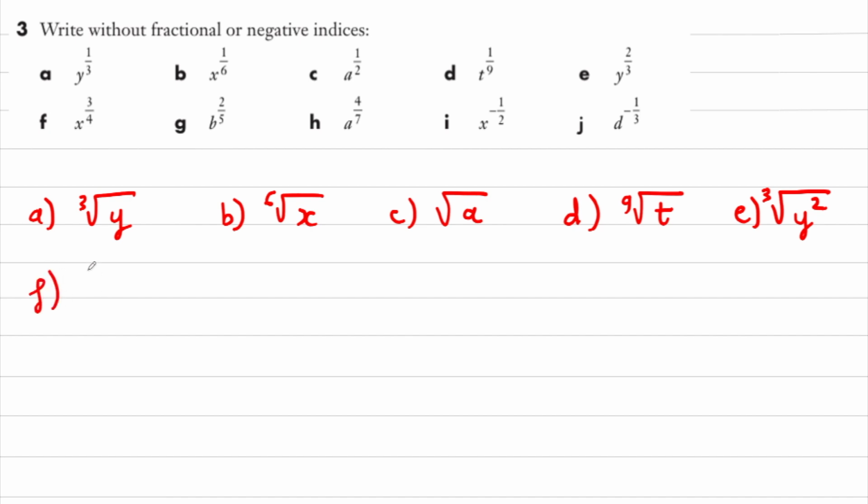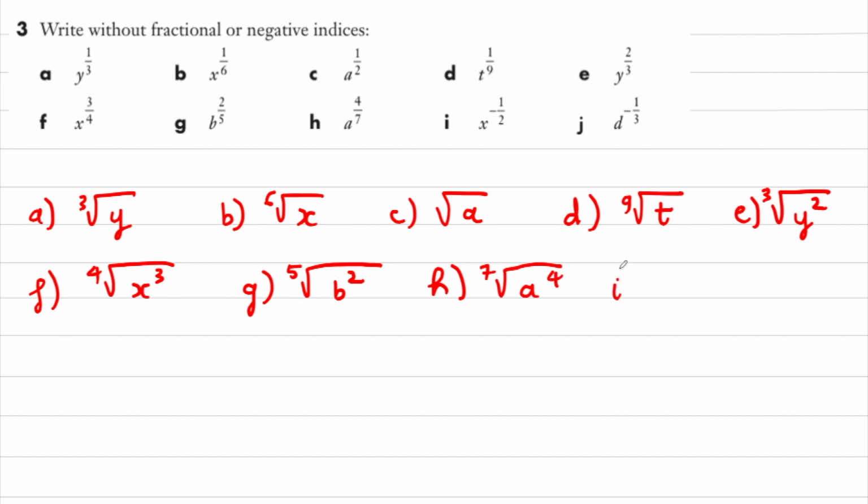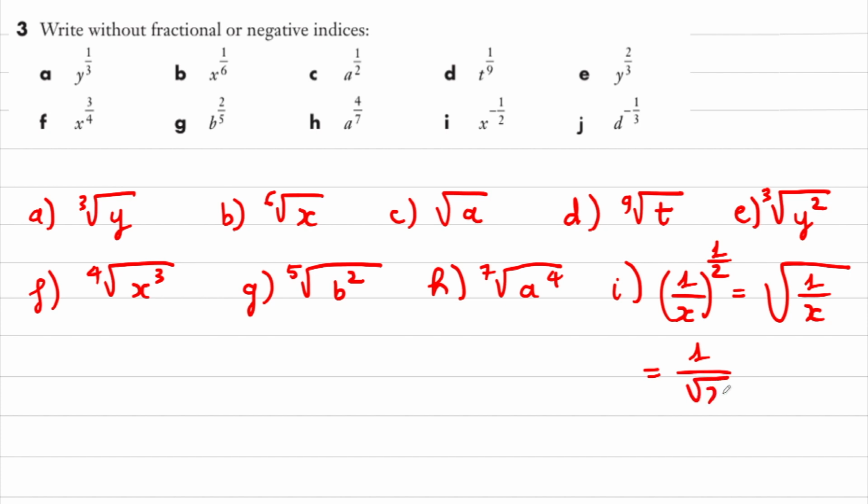About f, you got 4th root of x cubed. About g, you got 5th root of b squared. And about h, you got 7th root of a to the 4. About i, for this one, I have to convert x to the negative to 1 over x first, and the 1 over 2 will be outside. Square root of 1 over x, and then you got 1 over square root of x. Okay, that is question i.